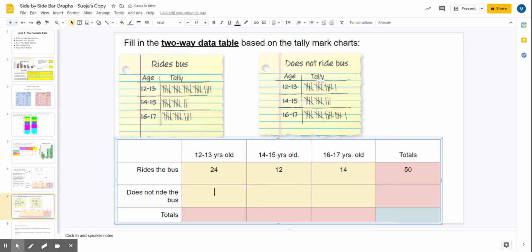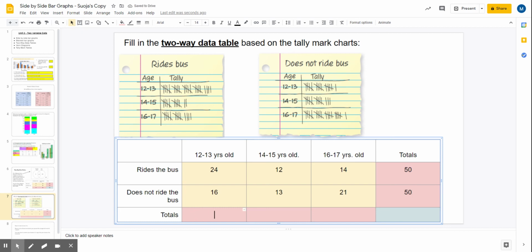All right, how about people who do not ride the bus? Okay, so we'll just kind of do the same thing. 16, 13, 21. And it just so happens that the people who do not ride the bus, there's also 50 of them.